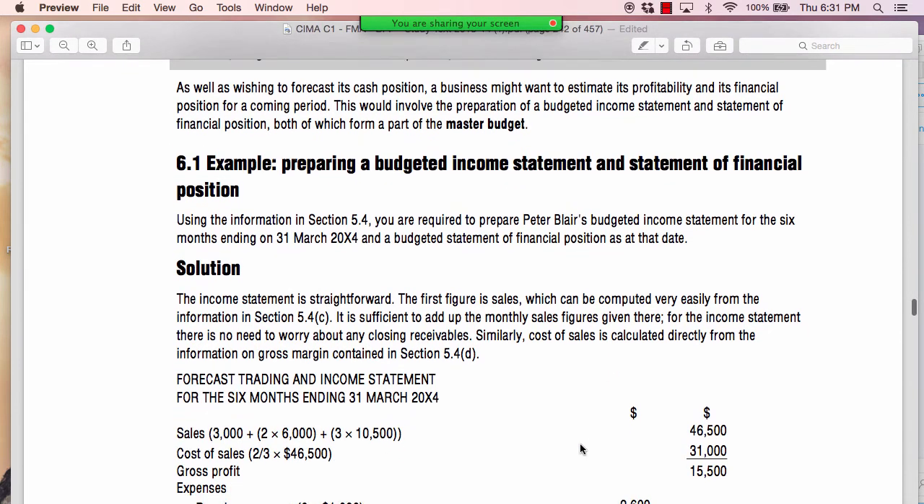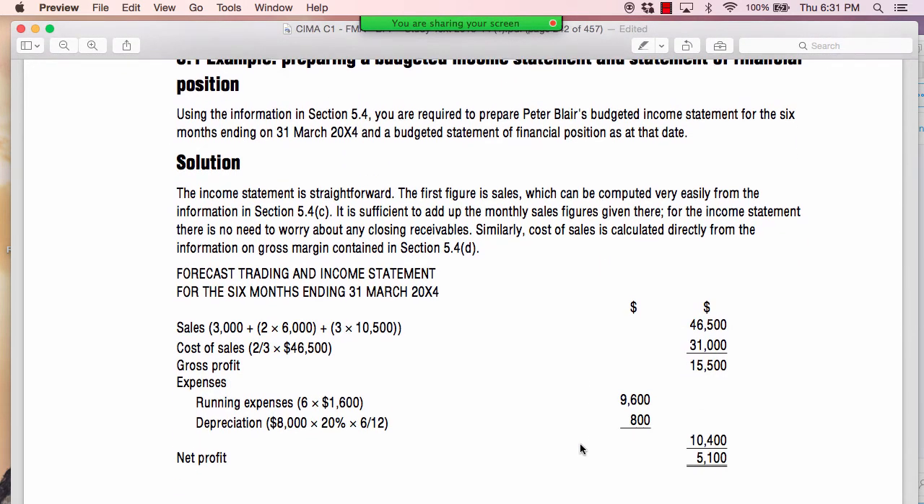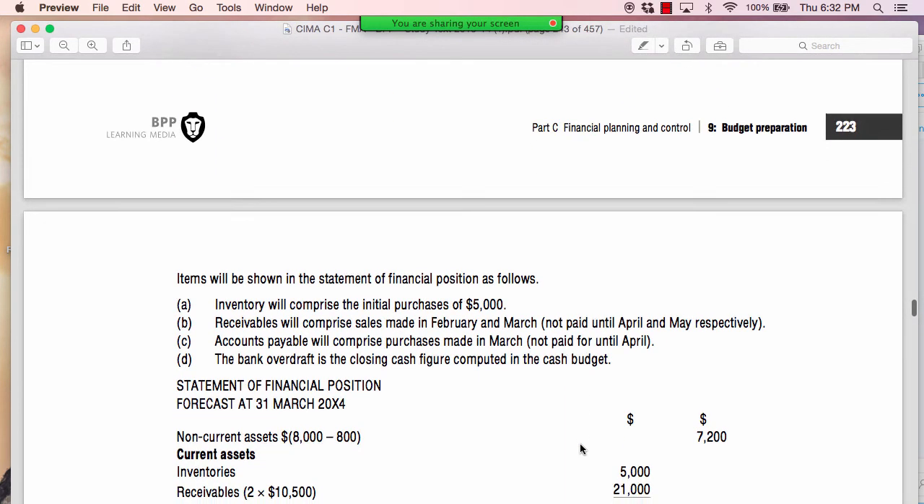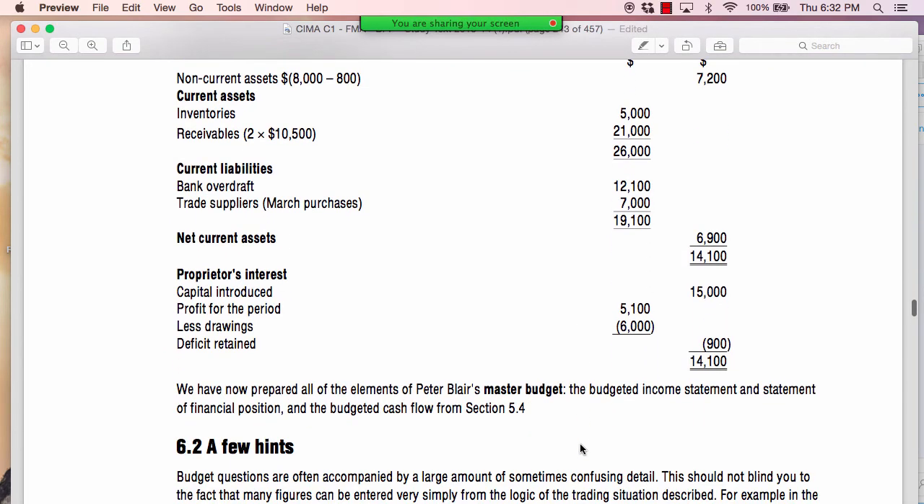So what is it? We look at basically the all-encompassing sales, cost of sales, gross profit, the running expenses. This can become a budgeted profit and loss statement. This will actually create the big holistic view of the master budget. Okay, so that's what it comes to.